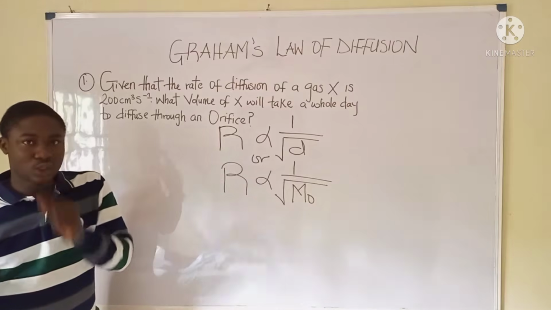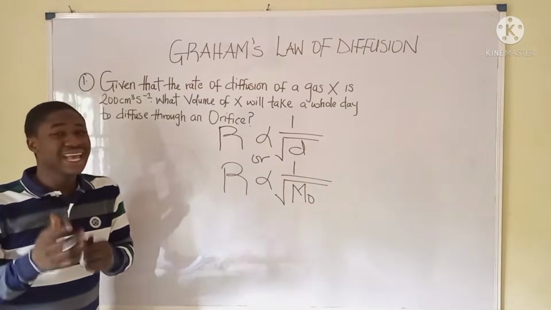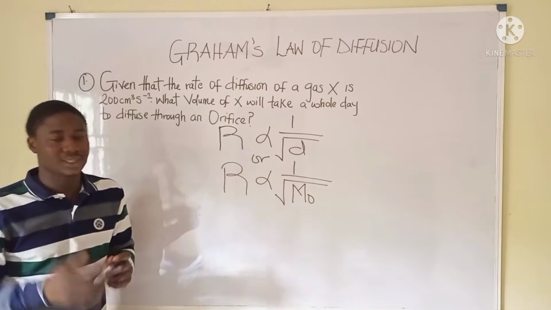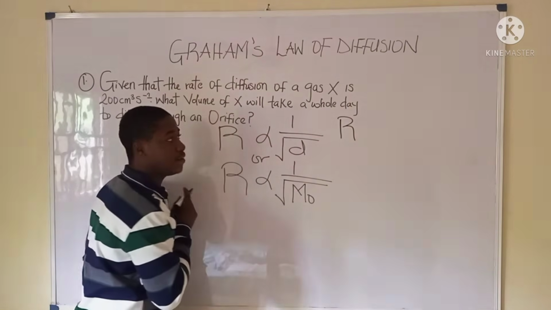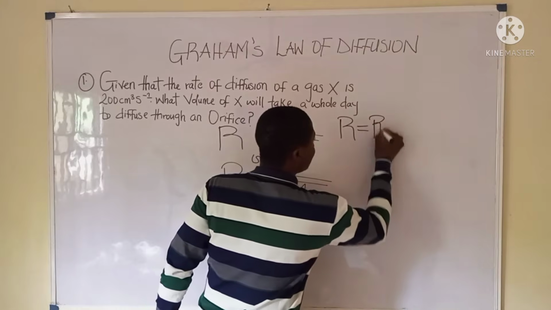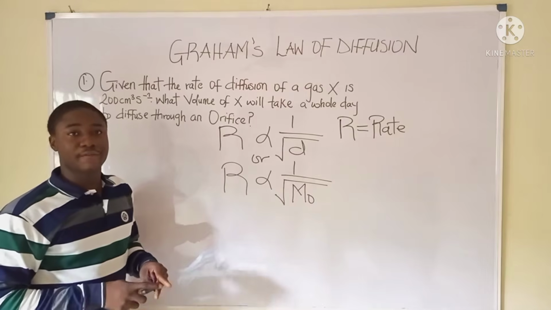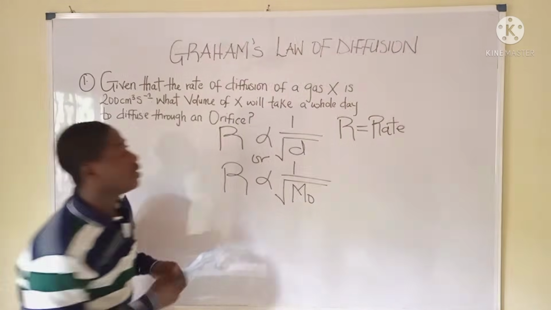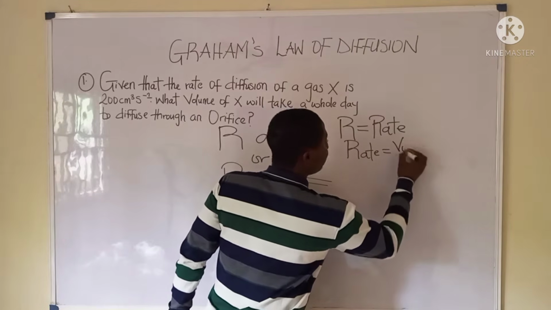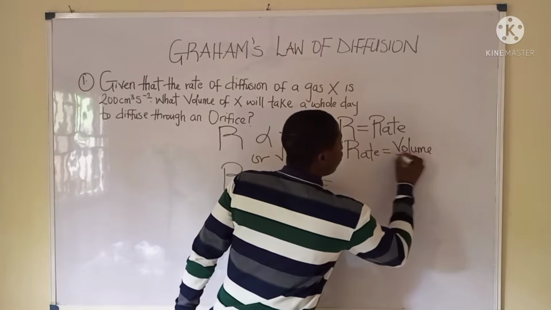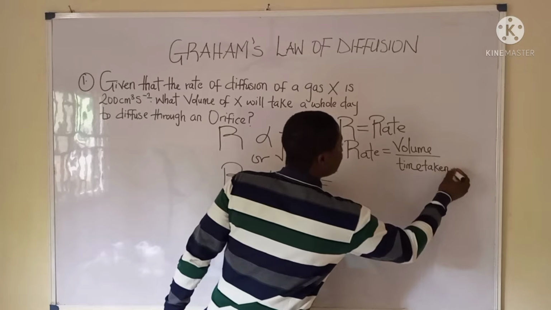Now, in solving problems on Graham's law of diffusion, we are to take note of different things, like R in this context. And what does R signify? R talks about rate. On Graham's law of diffusion, rate has the formula: rate is equal to volume over time taken.